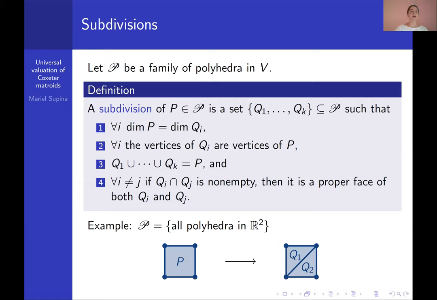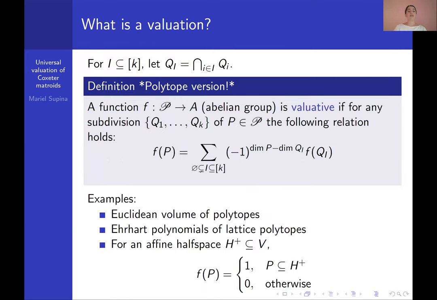So when we're working with subdivisions of polyhedra, the functions that we want to consider that are compatible with these subdivisions are called valuations. So what is a valuation? It's going to be a function from the family of polyhedra to some abelian group, such that you can compute the value of the function on some polyhedron by subdividing the polyhedron and doing inclusion-exclusion on the faces of the subdivision. So here in this formula, I'm summing over subsets of the numbers 1 through k, which correspond to the polyhedra in the subdivision. And when I have the subset I, this just corresponds to intersecting all of the Qi for i in that subset.